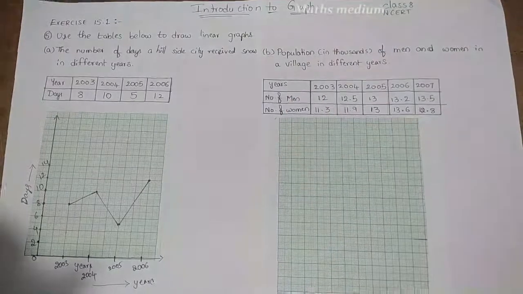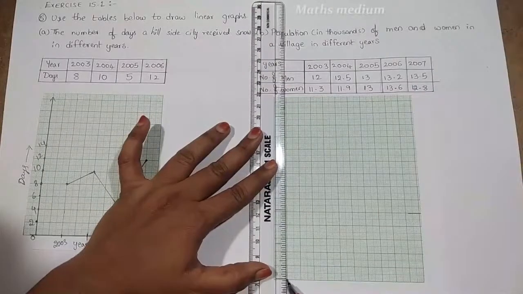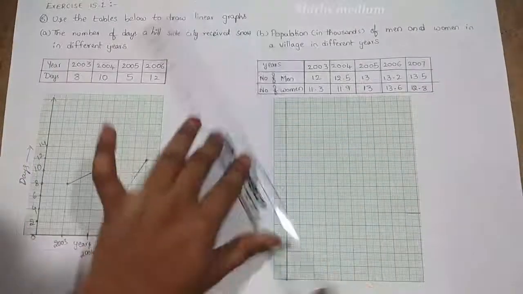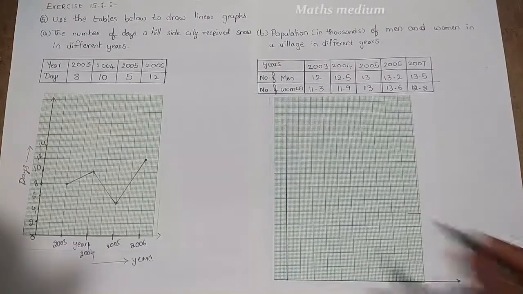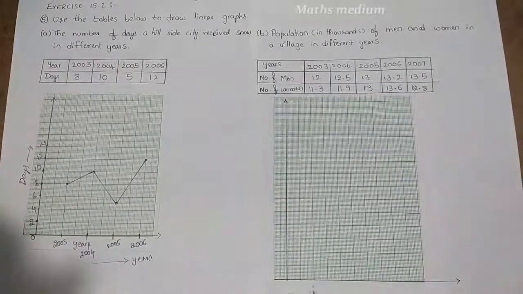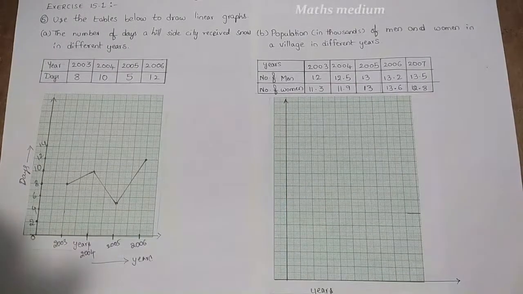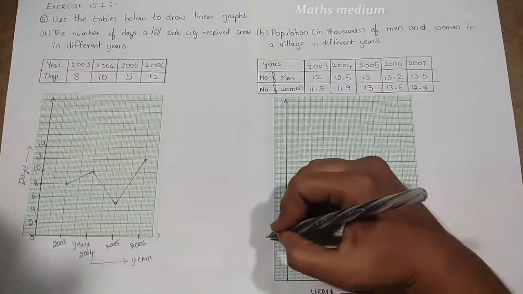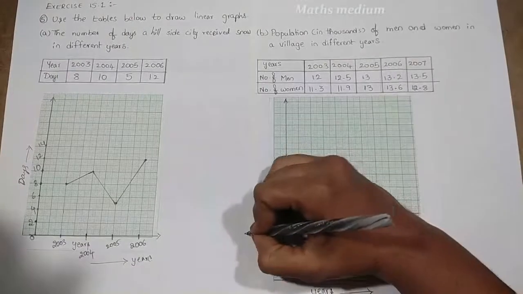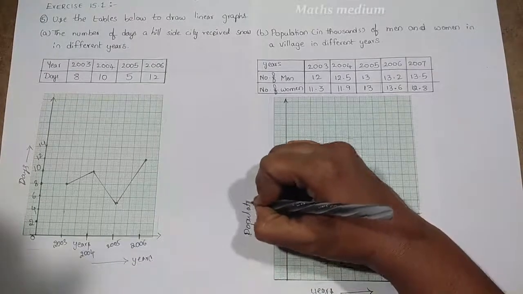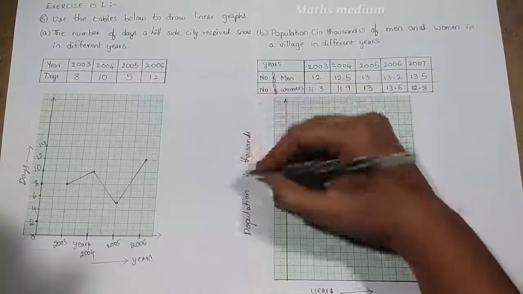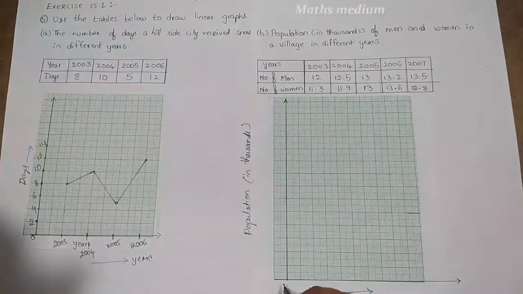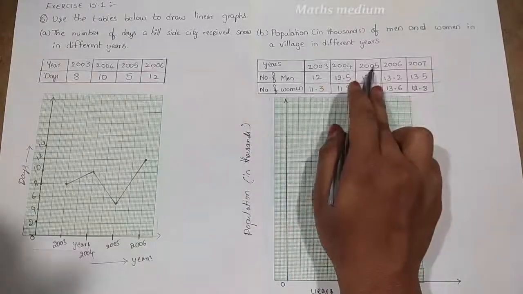So as usual, I am taking the horizontal axis and vertical axis like this. So this is years, right? This is population. Population in thousands. It is a must to represent in thousands, or in kilometers or meters, etc., whatever they give. So let's start. This is 0, 2003, 4, 5, 6, 7.